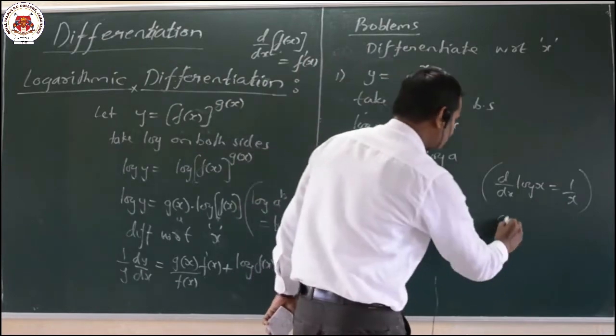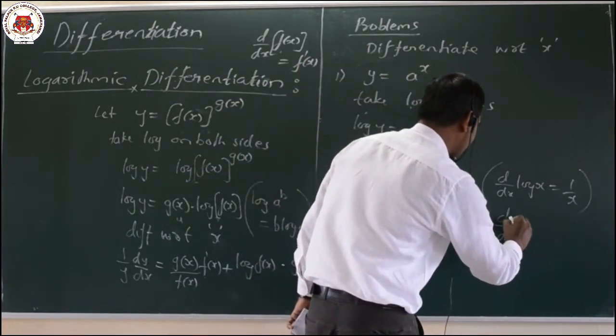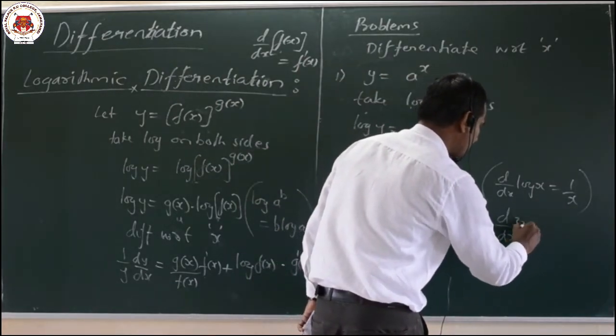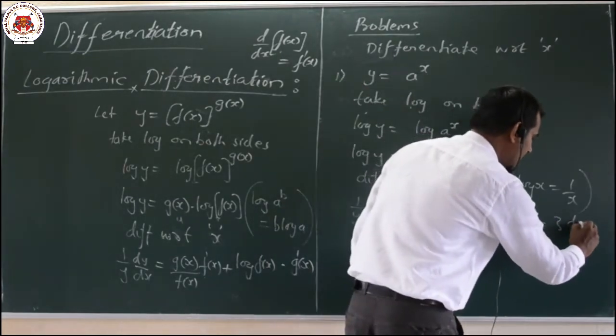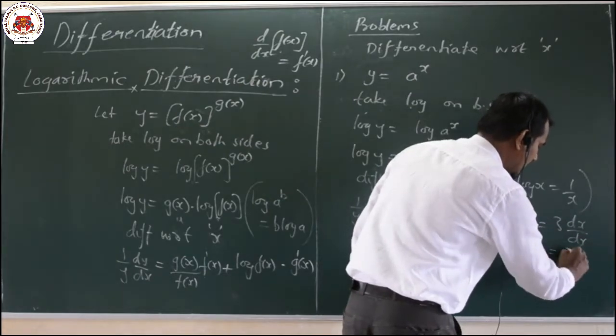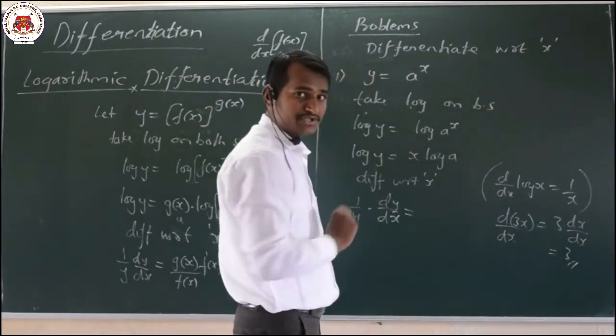Now how are we differentiating here, d by dx of 2x, d by dx of 3x here. You write 3 outside, and then you write dx by dx. The value will be 3 here, isn't it? Because x differentiation is 1 here.